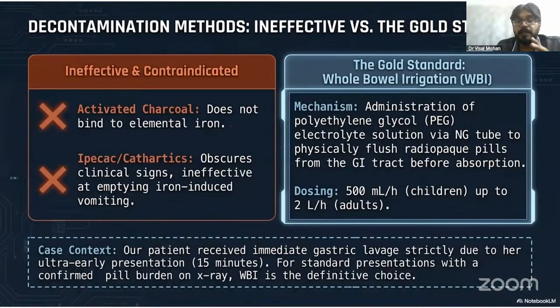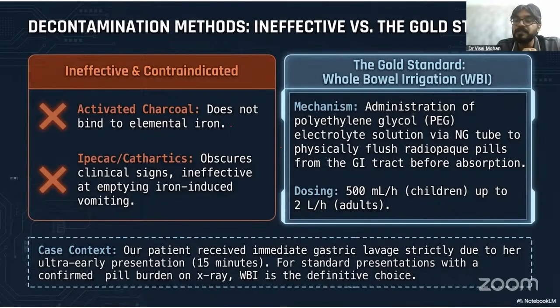Next thing is decontamination of this patient. In these patients with iron toxicity, if it's within 1 hour, we can think of giving a gastric lavage for the patient. But if it's post 1 hour or the time is unknown, we don't give activated charcoal at all, because activated charcoal does not bind to elemental iron. Gastric lavage can be given only if it's within 1 hour.